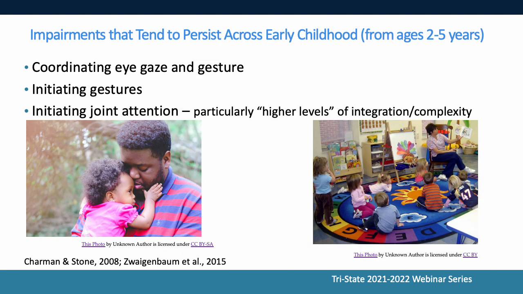There are some impairments that tend to persist across early childhood: coordinating eye gaze and gesture, initiating gestures that are appropriate in range and function, and this idea of initiating joint attention. So while there are developmental changes within this time period to be aware of, these are 3 specific behaviors that the research suggests that you can continue to look for across age 2 to 5, I should say.